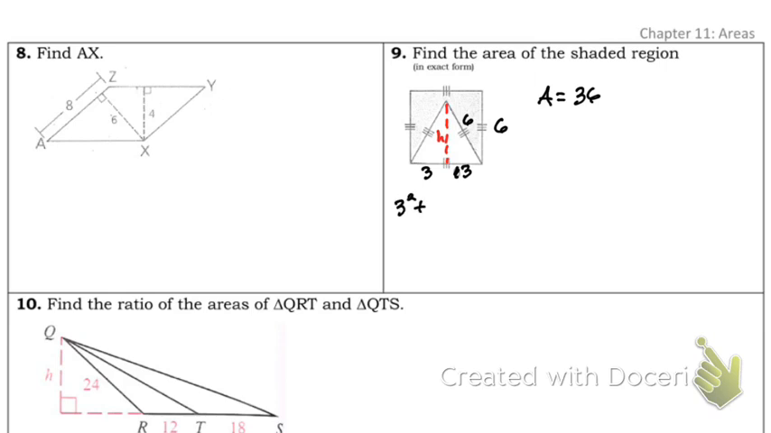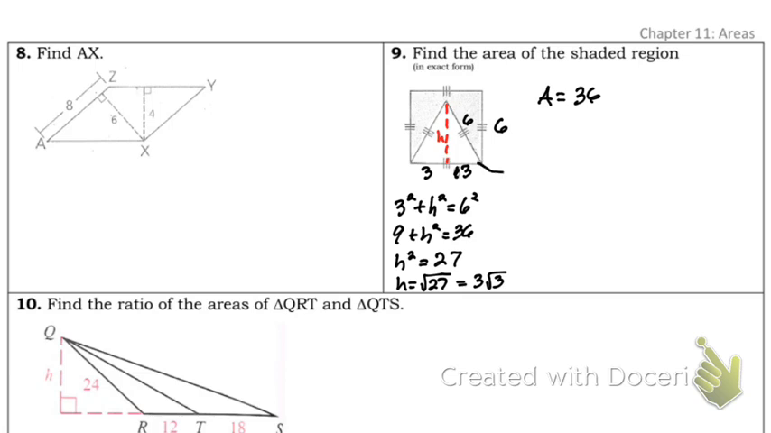And so we're going to have 3 squared plus h squared equals 6 squared. 3 squared is 9, plus h squared equals 36. So h squared equals 27. We do need to take the square root of both sides. So h equals the square root of 27. What goes into 27 that's a perfect square? 9. So we're going to end up with 3 square root of 3, right?